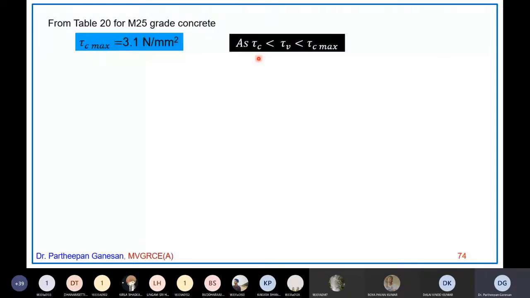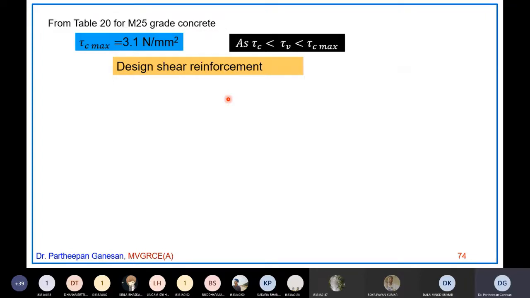Now, as your tau v is 0.8125, greater than tau c, that was 0.589, and less than 3.1 Newton per millimeter square, design the shear reinforcement. So far, everything is same as what we discussed before. Now, there is a slight change, because we are cutting the reinforcement in between in the tensile zone, your code says some particular specification. We will look into that now.